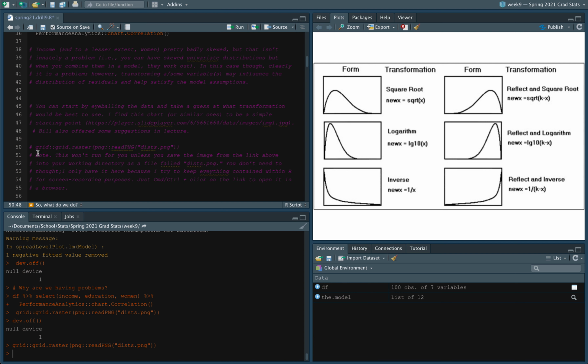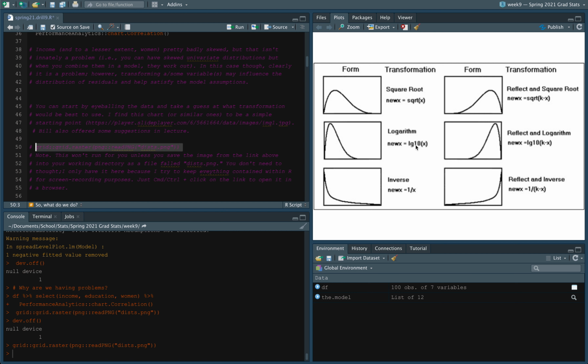Note that I have this note here, and I do this down below in the script as well. This won't run for you. I have a PNG file in my working directory called dists.png, which is this image. It's this link, and I just saved that image to my local directory because I don't like having to open up browsers and other pop-up windows when I'm trying to screen record.